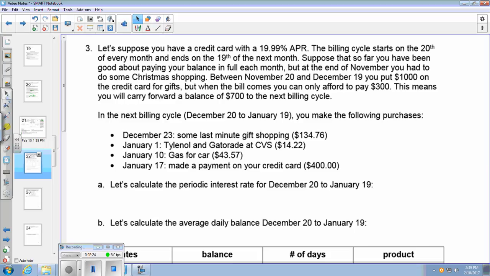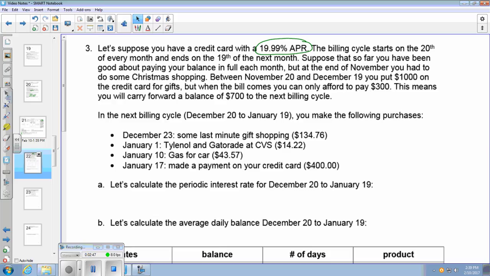All right, so number 3, here's an example. Let's suppose you have a credit card with a 19.99% APR. And so notice these are going to be a lot bigger than what you typically see on savings accounts. The billing cycle starts on the 20th of every month and ends on the 19th of the next month. Suppose that so far you have been good about paying your balance in full each month, but at the end of November you had to do some Christmas shopping.